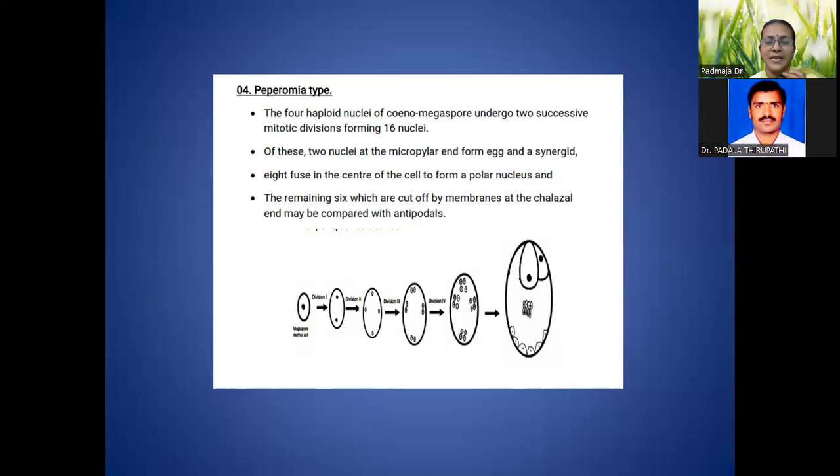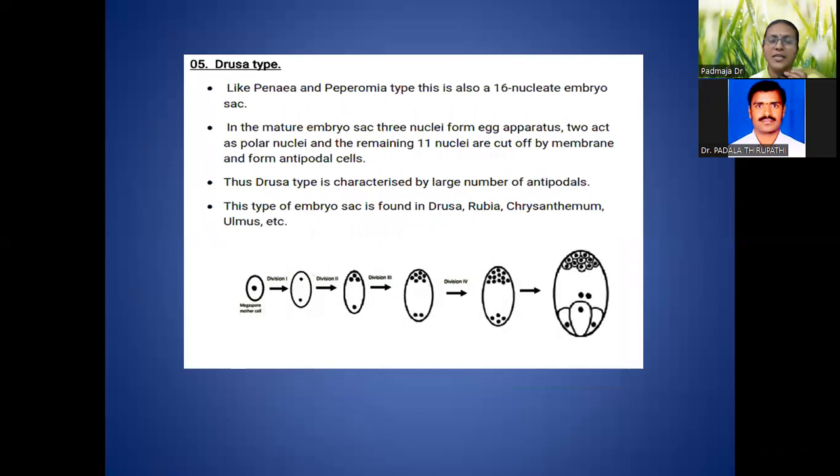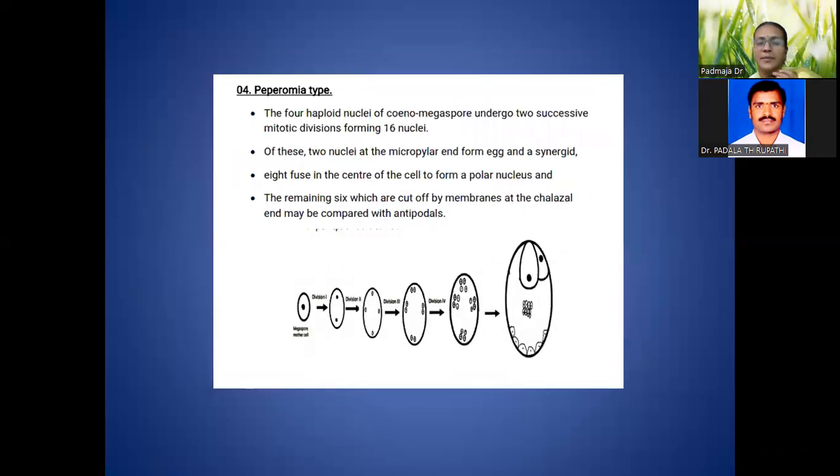And what is the fate of this embryo sac after fertilization? One male gamete fuses with the egg, as a result the zygote is formed. Another fuses with the polar nucleus, in which 8 nuclei are present. As a result, a 9n structure, the endosperm, is formed here. After fertilization, the synergid will disappear and the antipodals will disappear. Only the zygote and the endosperm are formed.